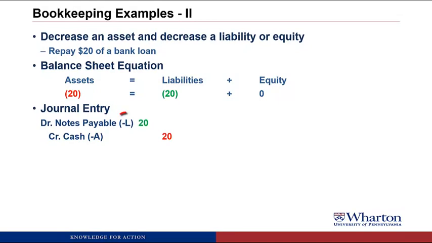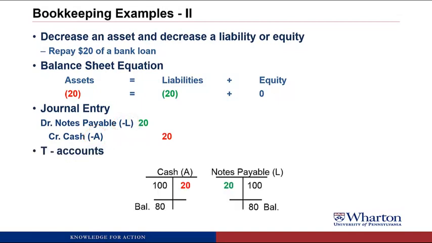And notice I have minus L and minus A in parentheses to indicate that these two are both reducing liabilities and assets. For T accounts, we would have a credit entry in the cash T account, a debit entry in the notes payable T account. If we drew a line for the balance in each, our balance in cash is 80 on the debit side, balance in notes payable is 80 on the credit side. Our balance sheet equation would balance where we have 80 of cash, 80 of notes payable, and no stockholders' equity.